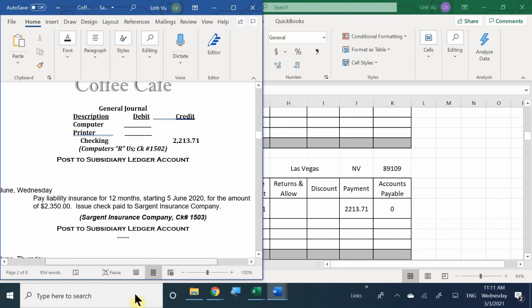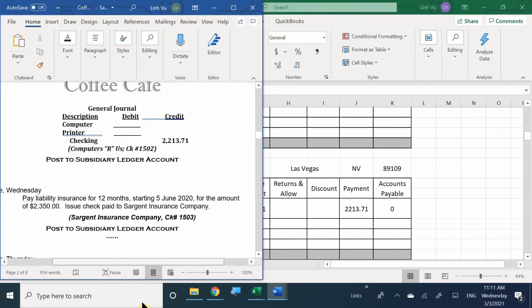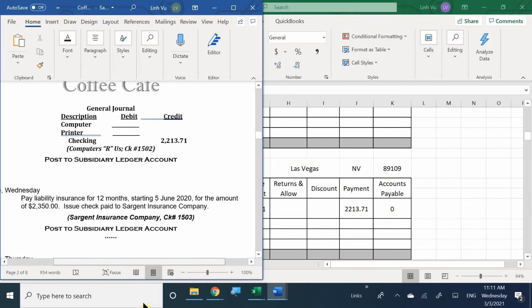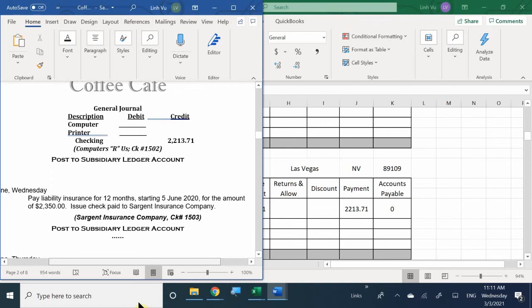So in this case, we issued another check and we made it payable to who? Sargent Insurance Company. So we're dealing with another vendor, we're dealing with another check, and this time, what are we buying? Insurance premium. We're buying insurance. Now, how many months are we buying worth of insurance? 12. Can we expense it all in one day?